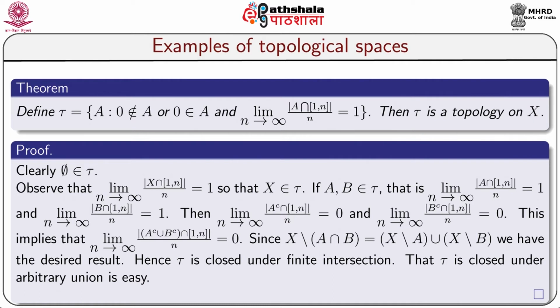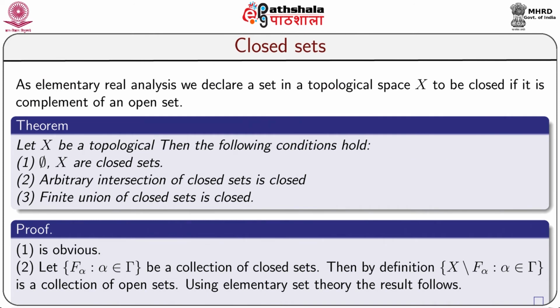This implies that limit cardinality of A complement union B complement intersection 1 to n by n is equal to 0. Since X minus A intersection B is equal to X minus A union X minus B, we have the desired result. As in elementary real analysis, we declare here a set in a topological space to be closed if its complement is open.